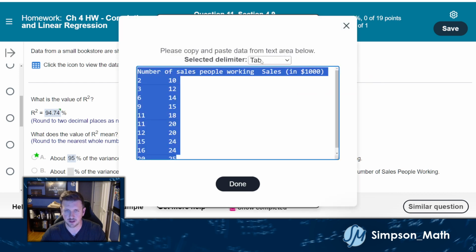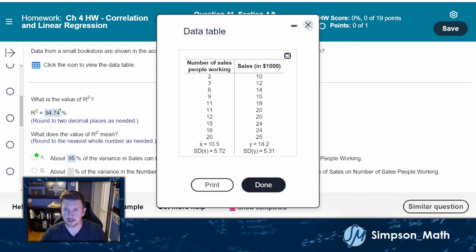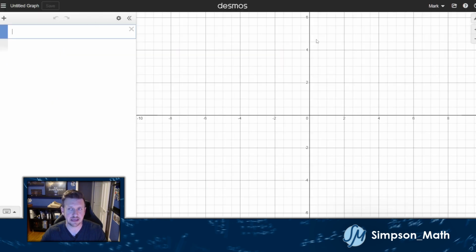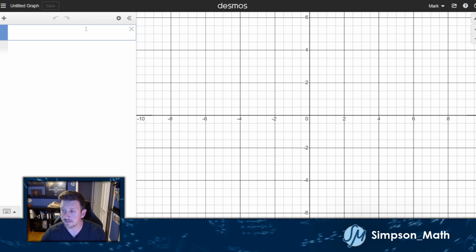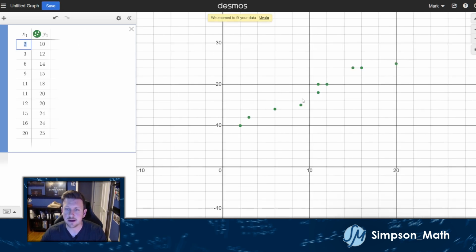So I'm going to copy the clipboard, keep it as tab. Command or Control C to copy. I'm going to go to blank Desmos, make sure it's big for y'all. And just Command or Control V for paste. And it even pastes in our dots here.